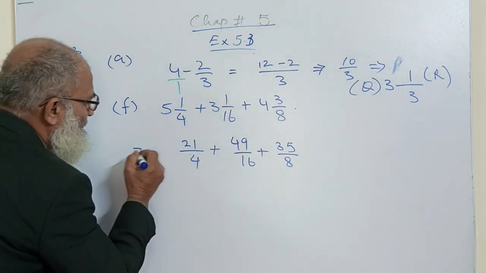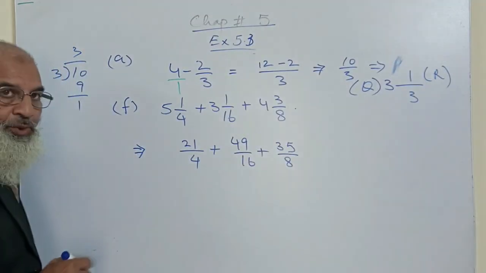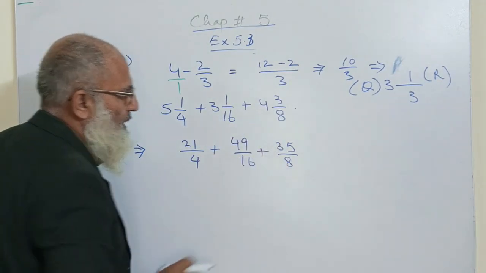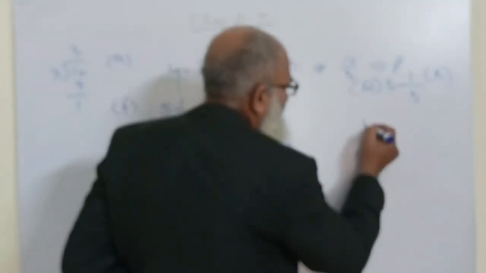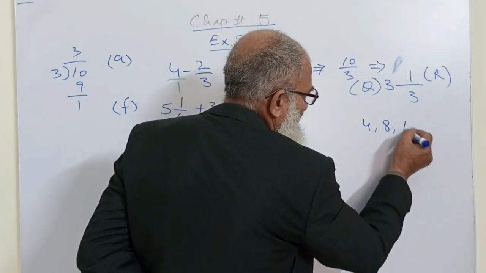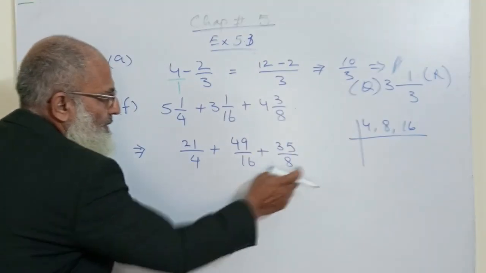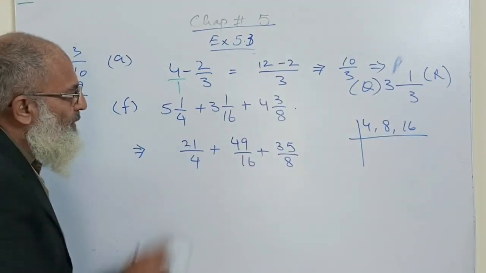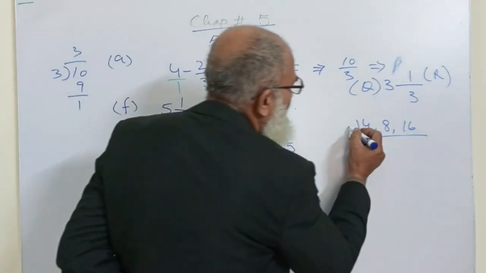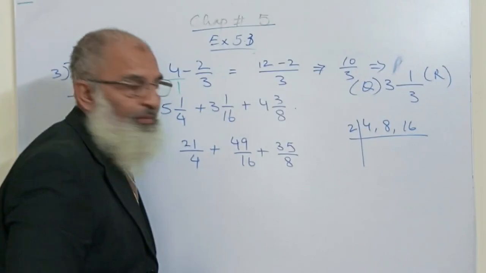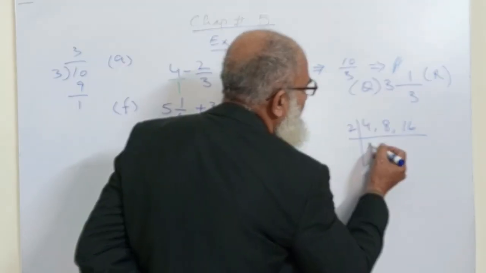Okay, now should I repeat or proceed? I think I should proceed now. Now we'll find the LCM of these three numbers. We'll find the LCM by division method.